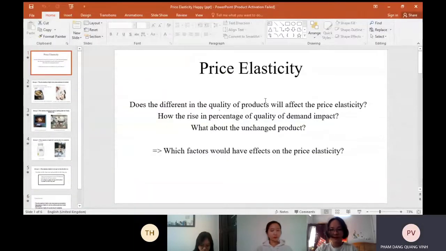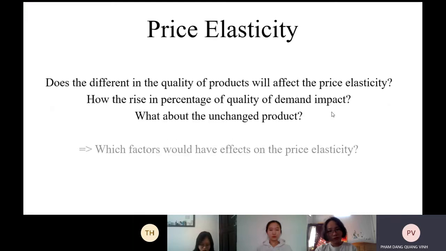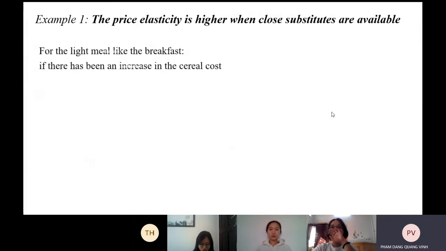So in the price elasticity section, let's follow me to answer the question: which factors have effects on the price elasticity? For instance, if the price of both of these products rises by 20%, which product will show a downward trend in quantity of consumption? We will go to the first example. The price elasticity is higher when close substitutes are available. For a light meal like breakfast, if there has been an increase in the cost, in the cereal costs.